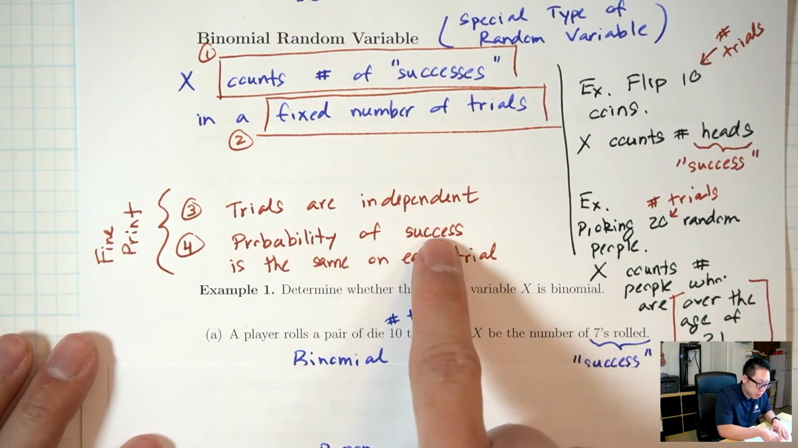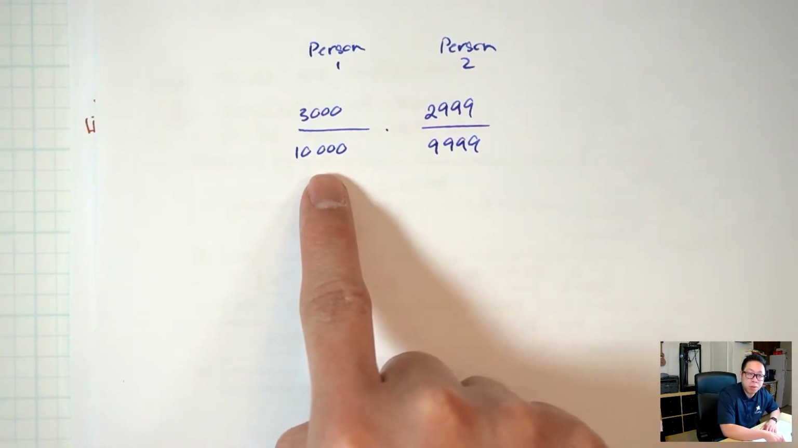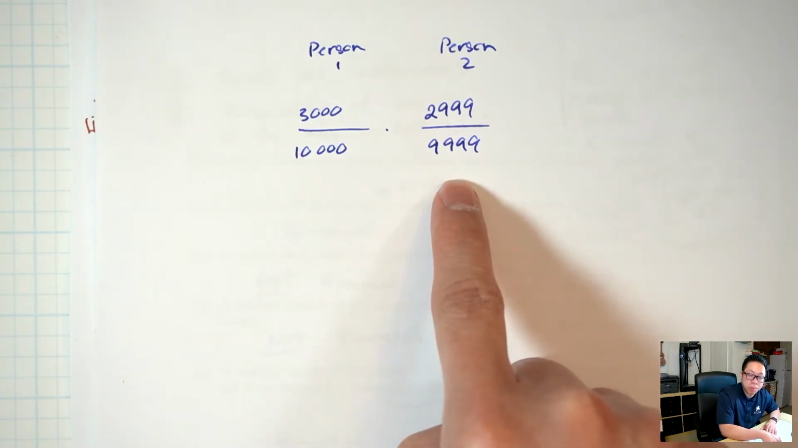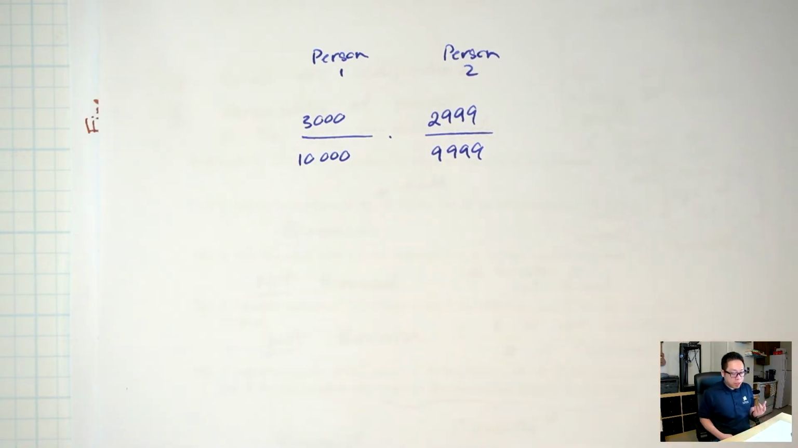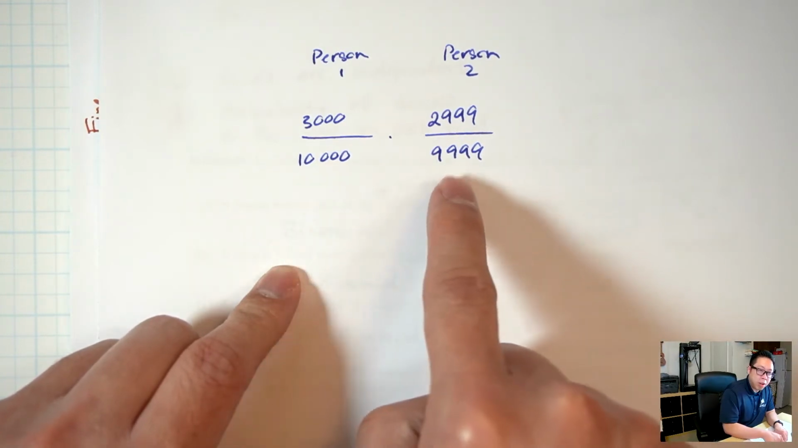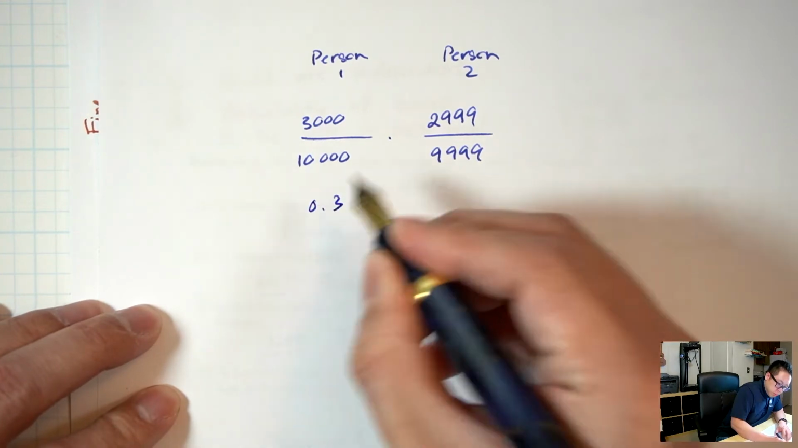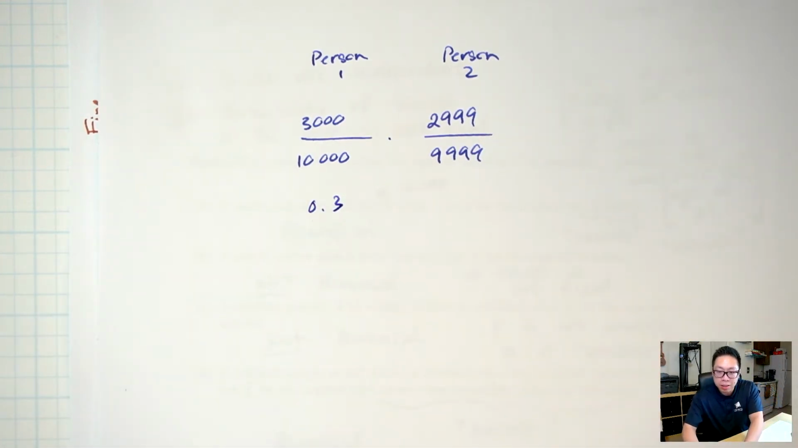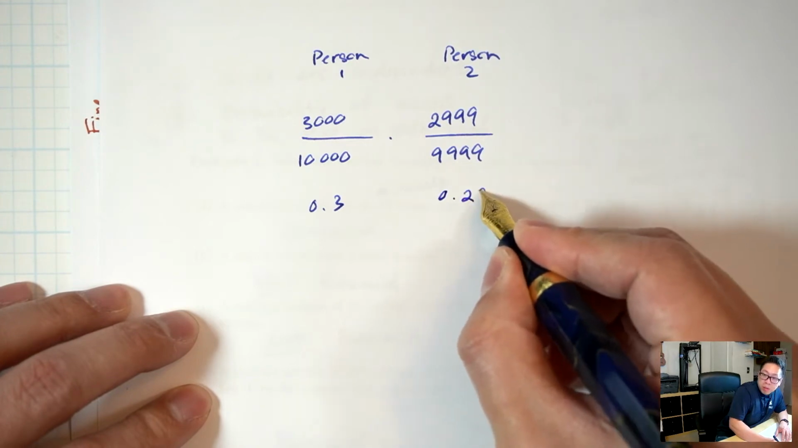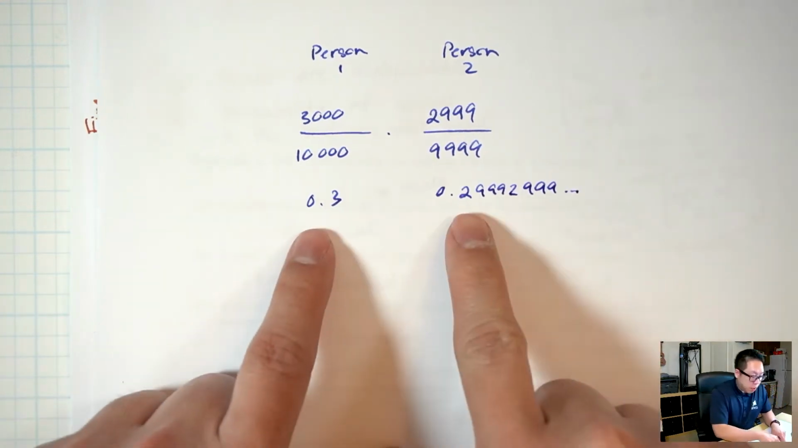And technically the probability of success is not the same on each trial. This is the probability that the first person supports the mayor, and this is the probability that the second person supports the mayor. They're not the same. But if your population is big enough, then if you check this on a calculator, they're actually about the same. 3,000 divided by 10,000 is 0.3, and 2,999 divided by 9,999 is 0.2999299. Very close to each other.